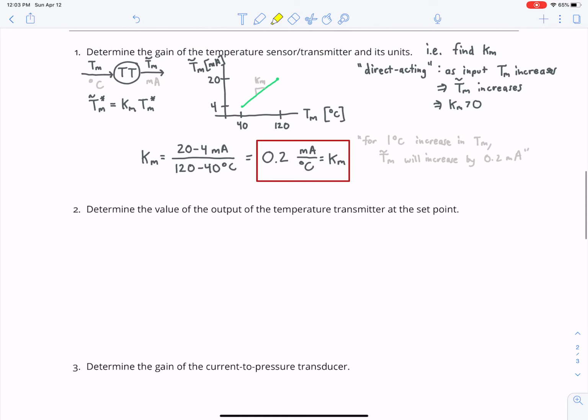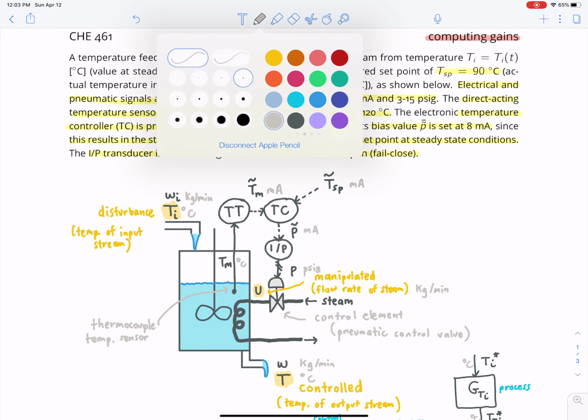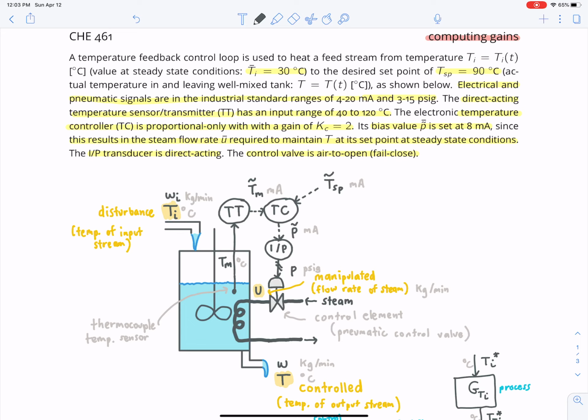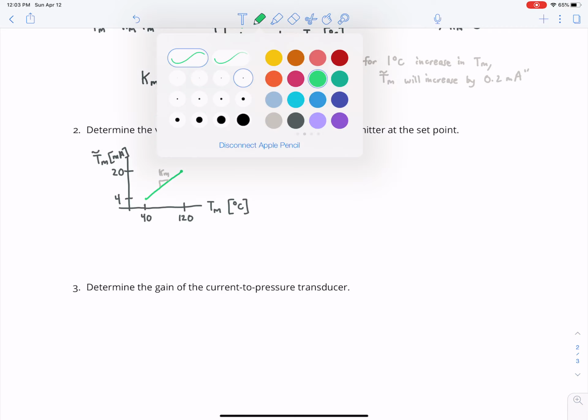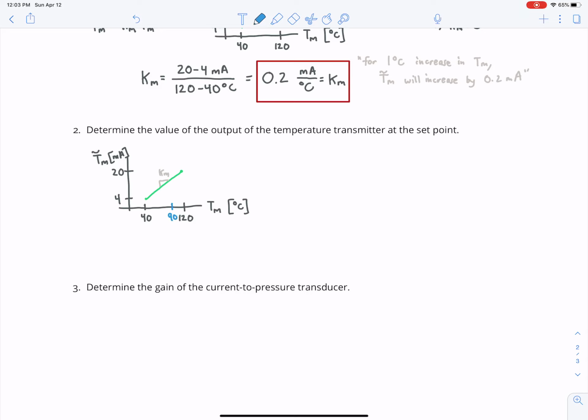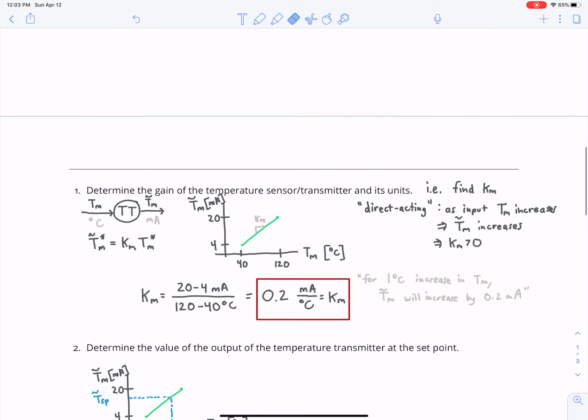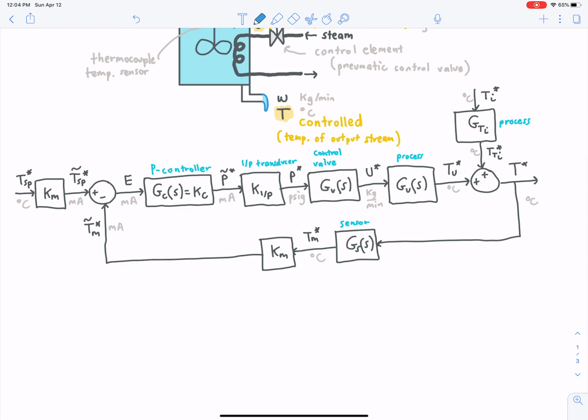So this is asking a very simple question, and we can actually copy and paste this down here. Copy, paste. And so the set point is 90 degrees C, okay? So the set point is right here. Let me draw in blue. So this is 90. That's a set point, equals T set point, all right? And then the question is, what is the output of the temperature transmitter at that set point? And we'll call that T tilde set point because that's really the internal set point, right? That's this variable right here.